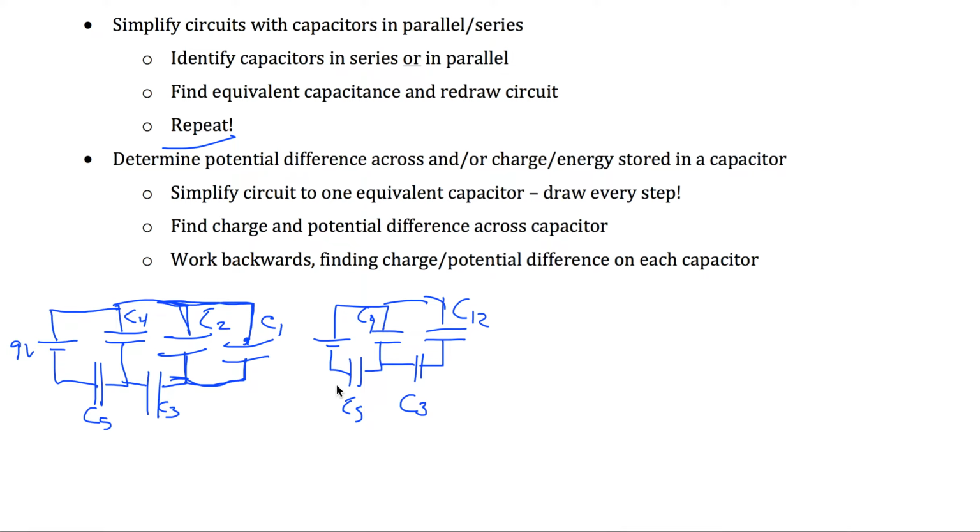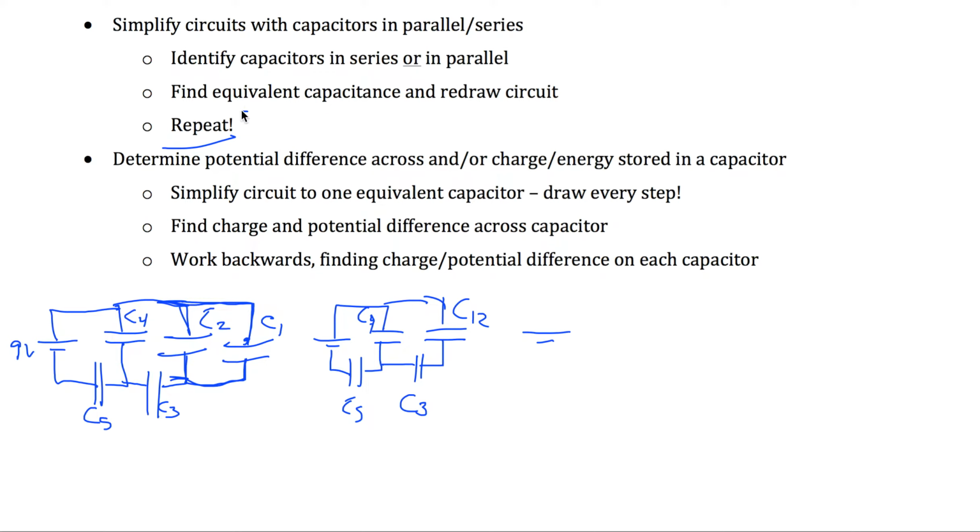Now you look and say, okay, now what? Are 12 and 4 in parallel? No, because C3 is in the way. But you see 12 and 3 are in series. So then you say, okay.